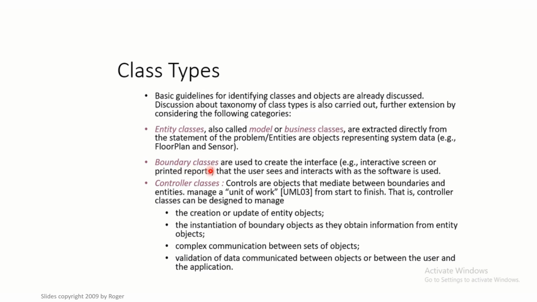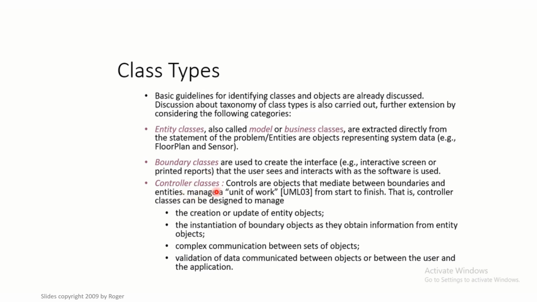Boundary classes are used for creating an interface between a user and the entity objects. Entity objects contain information that is important to the user, but they do not display themselves. So the boundary classes are designed with the responsibility of managing the way entity objects are represented to users. For example, you can take a boundary class of camera window, which would have the responsibility of displaying surveillance camera output for the SafeHome system.